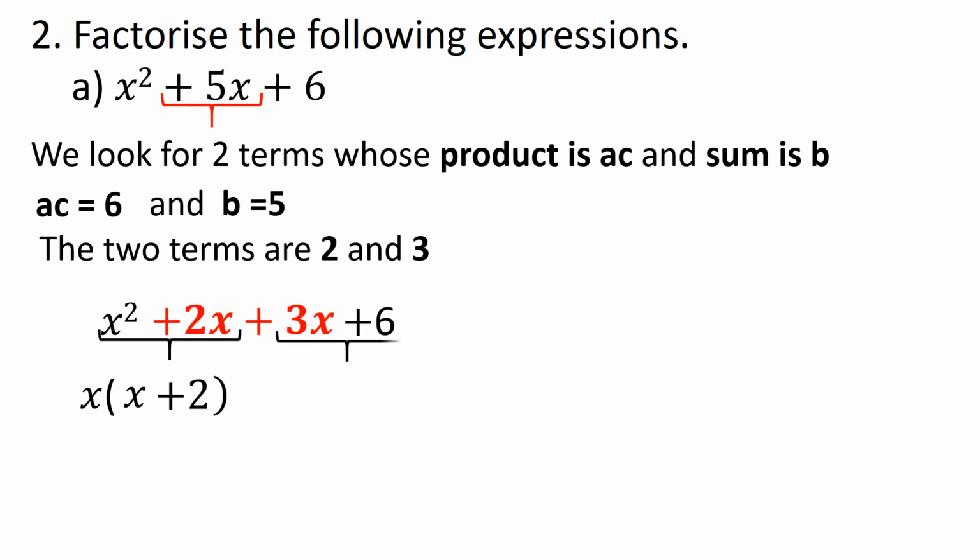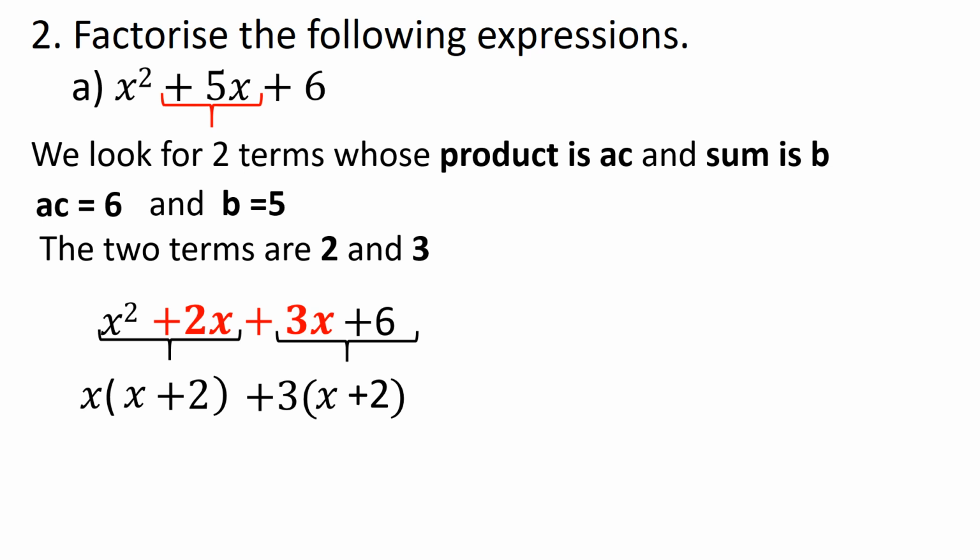Now we move to the last pair, that is the last two terms. Identify the common term between them, and this is going to be positive 3, open brackets. Ask yourself, what can you multiply by 3 to give you 3x? That is x, put it inside the brackets. Then what can you multiply by 3 to give you 6? That's going to be positive 2, include it inside the brackets and close the brackets.